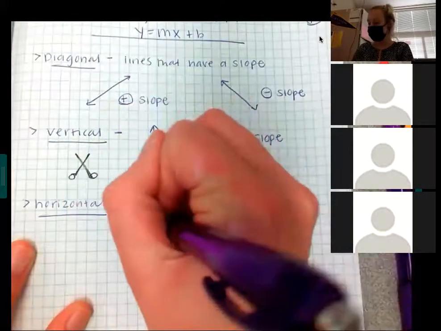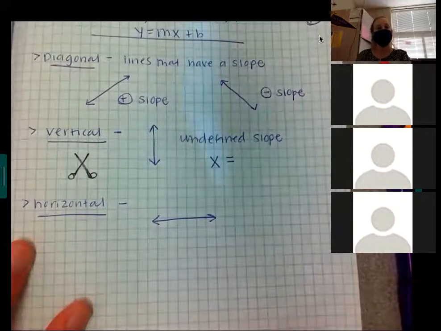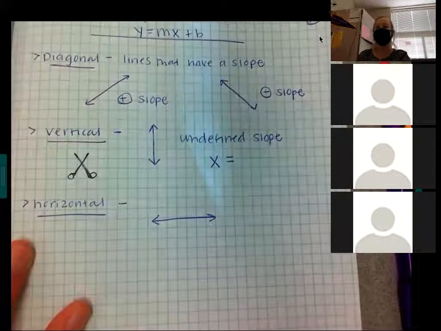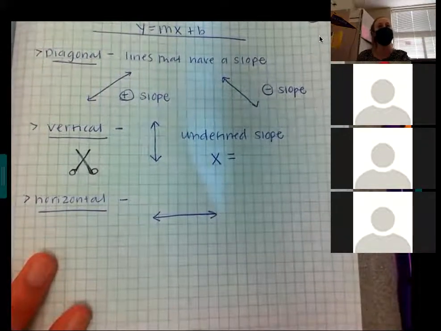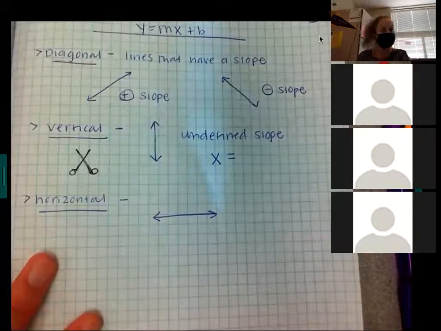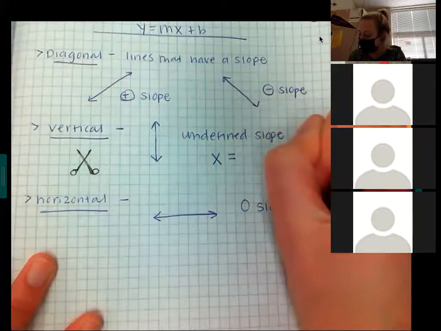Horizontal lines are flat. I know that's crooked. No one make fun of me. Y'all know art is not my thing. What kind of slope did we say the flat lines have? Think about if you're skiing and it's flat. 0, good. No slope, or I like to say 0 slope. Good.